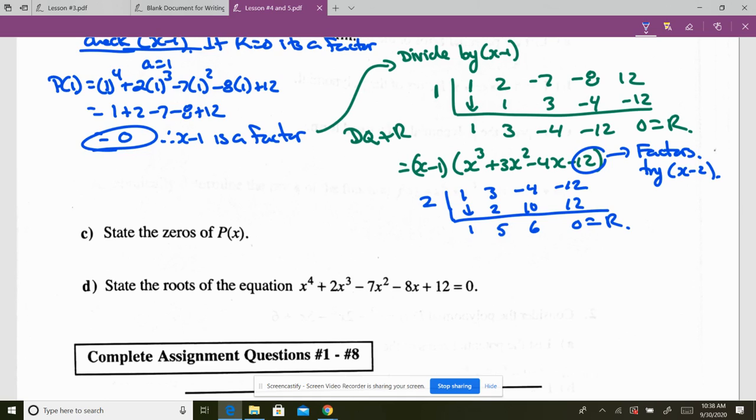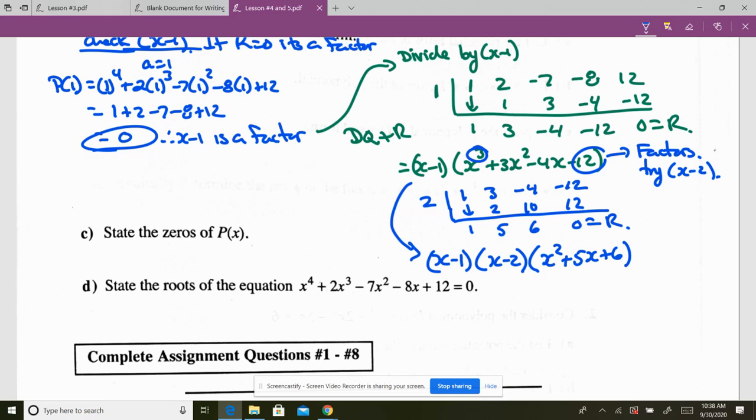Write it as dq plus r, but don't forget the x minus 1 still is there. So it's x minus 1 times x minus 2 times, what's our quotient? We're dividing a cubic by a linear. So our quotient should be a quadratic. So x squared plus 5x plus 6.